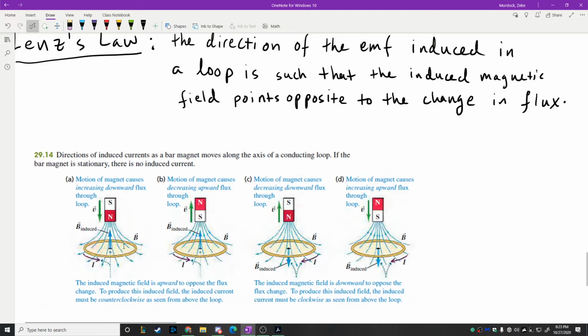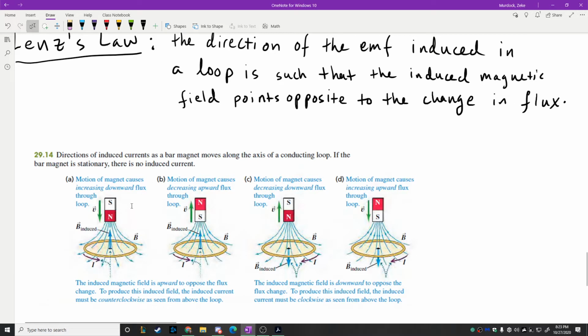Now notice on each of these pictures, there are two magnetic fields. There is a blue magnetic field coming from the magnet. You can see it emanating out. And there's another blue magnetic field called B induced. That's the thing I want you to focus on, this induced magnetic field, because that's the key to understanding Lenz's law.